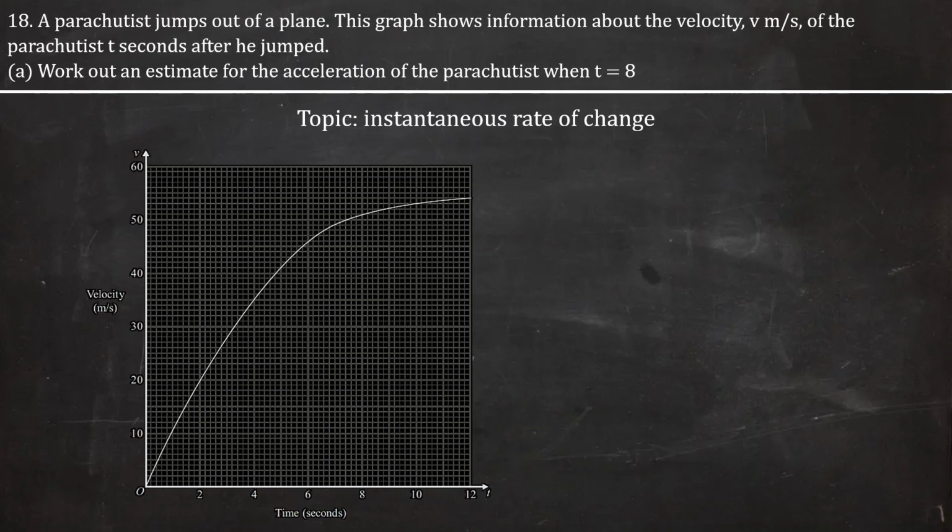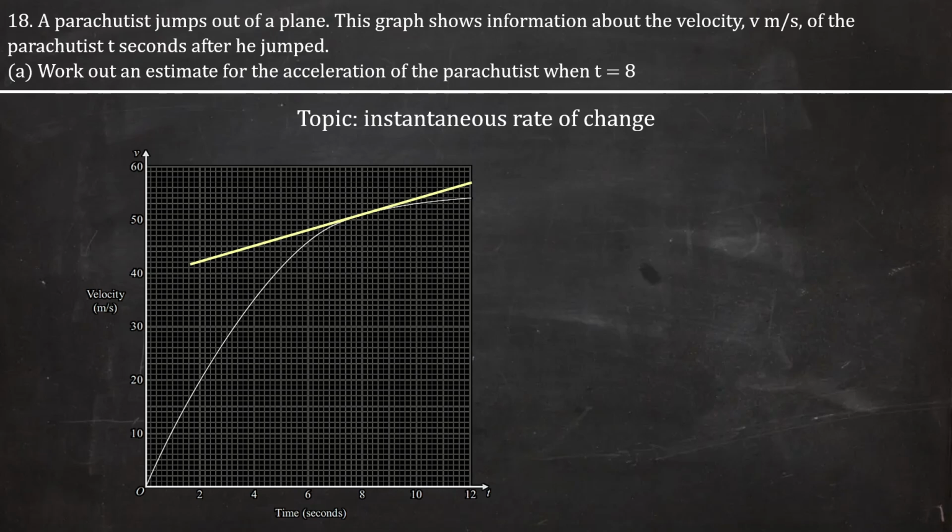Question 18. I have an instantaneous rate of change question. Work out an estimate for the acceleration at t equals 8. So what I have to do is use my ruler and draw a tangent at 8 as best I can. There you go.